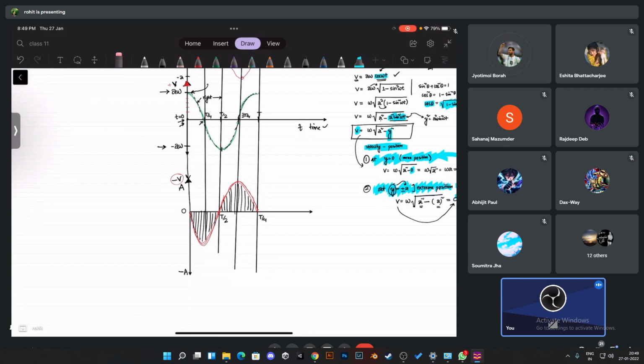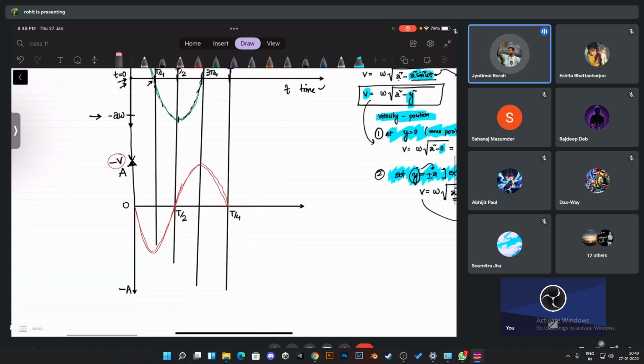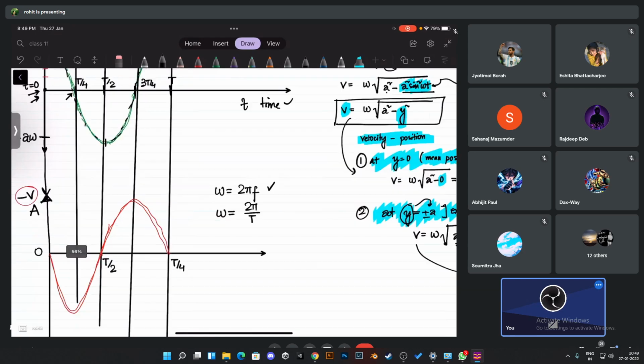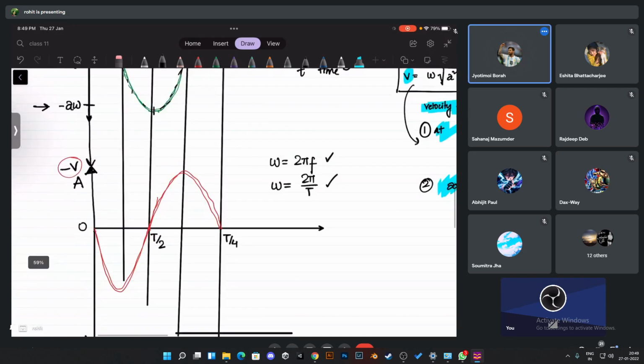Sir, omega we can write 2 pi f, and 2 pi T also, no sir? 2 pi T or 2 pi by T? 2 pi by T. And we can write 2 pi f, no sir? Yes. Omega is angular frequency. So you take 2 pi, you multiply with f, you get angular frequency. Or you can also write omega is equal to 2 pi. In place of f, I can write capital T, say 1 by T.